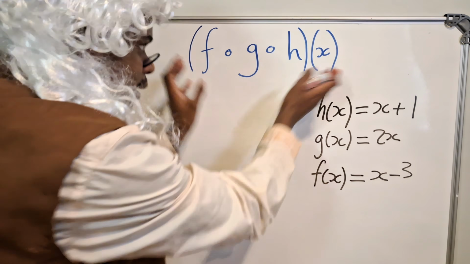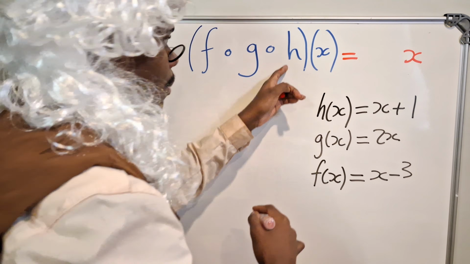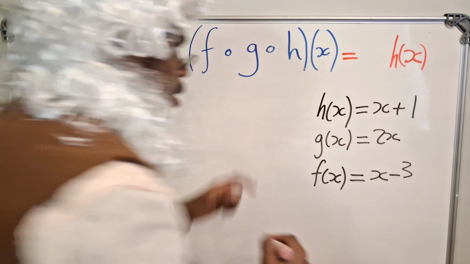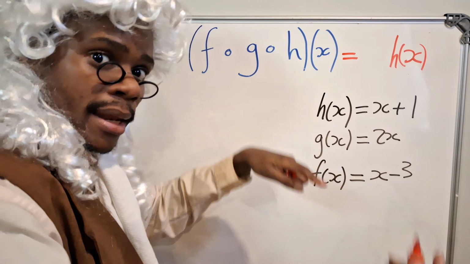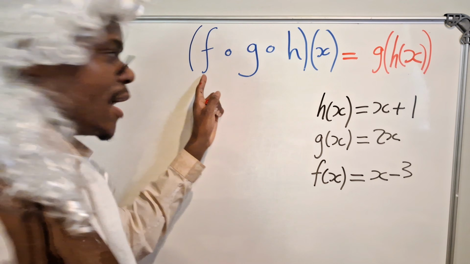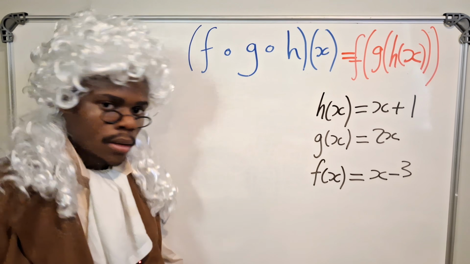Another way of writing this is like this. X, that's our number. Then we're going to apply h to it. Then we're going to apply g to that. Then we're going to apply f to everything, to g. So let's test it out.